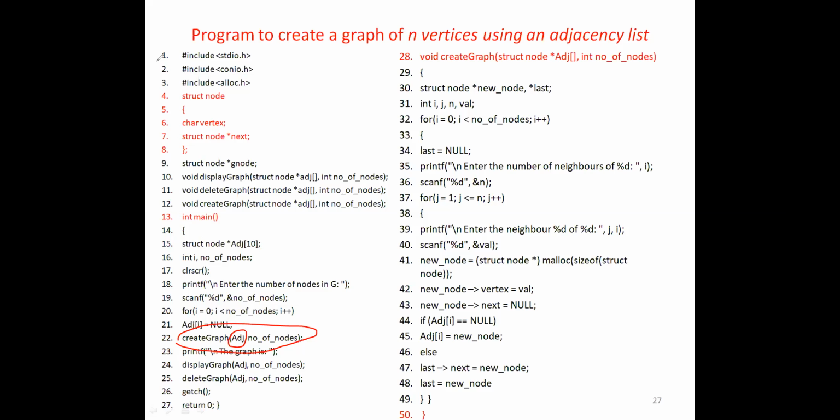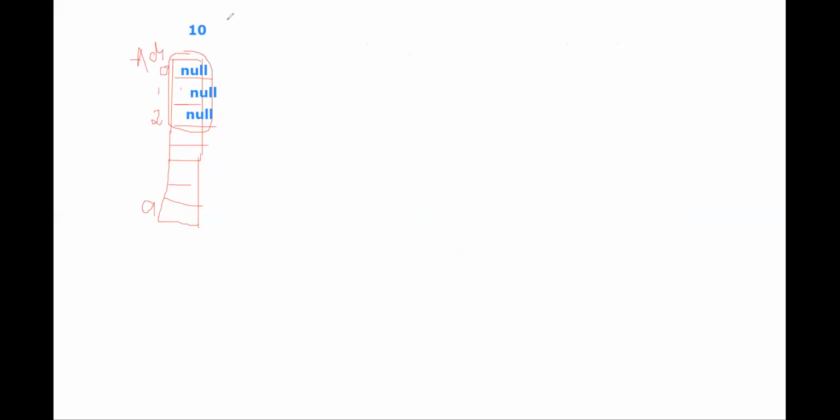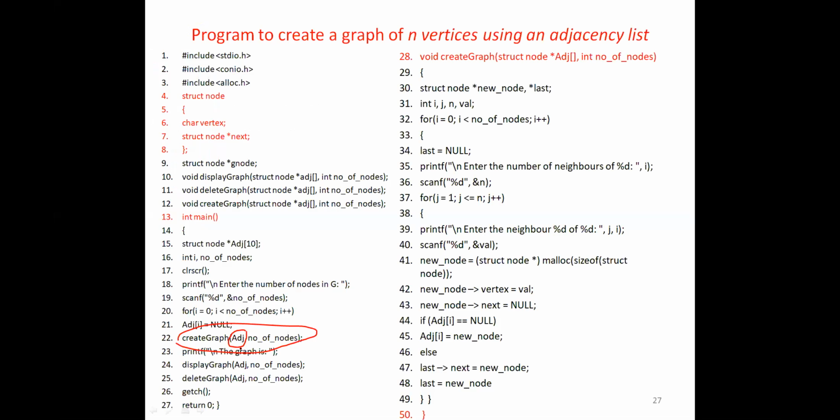When you take adjacent of 0 it will have, for example, 1000. This will have 1002. It should be 1002 only because it's going to store an address. This is 1004. So when I pass only ADJ, it means only 1000. I'm sending the starting address of the array. And number of nodes: how many nodes in the graph? 3. Okay, fine.